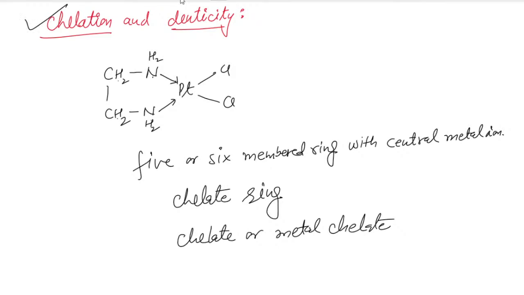Okay, so the word chelate is generated from the Greek word chele, meaning claw. Chelating ligands hold the metal atom or ion like a claw. So there are a few examples. This is one of the examples where a 5-membered ring is formed. Okay.